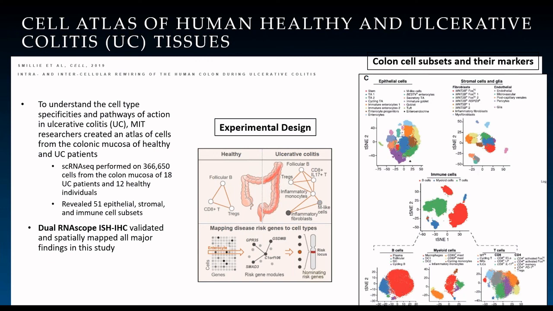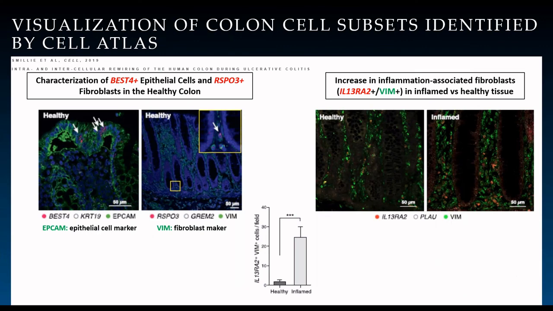Once they had these subtypes identified, they used the RNASCOPE assay to validate these subtypes in situ. So they used probes for BEST4 and RSPO3 in combination with epithelial and fibroblast markers such as EpCAM and Vimentin. They used antibodies for these cell type markers and then combined them with the BEST4 and RSPO3 probes to visualize specific populations of epithelial and fibroblast cells in these healthy colon tissues, thereby validating their single cell data.